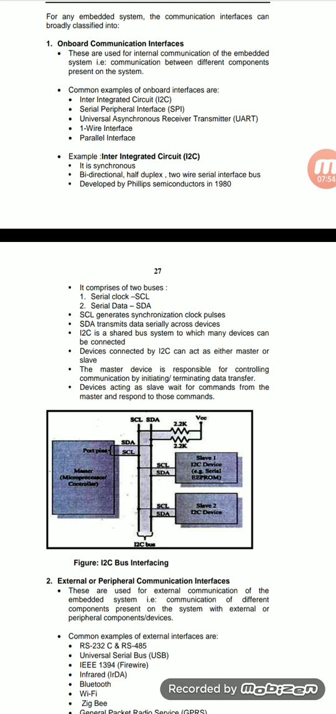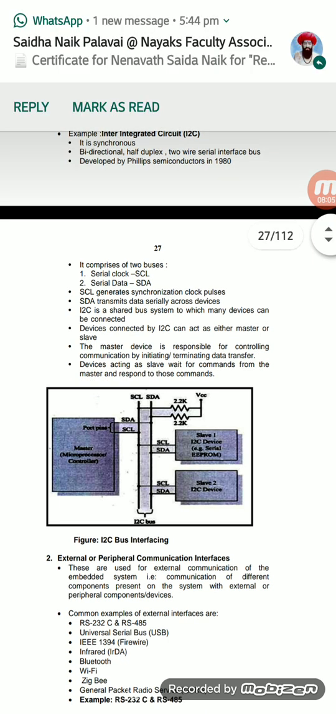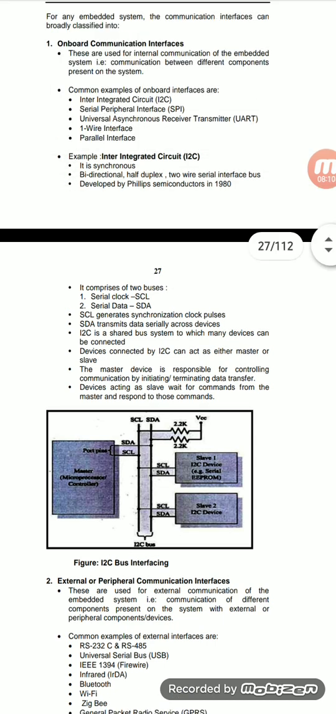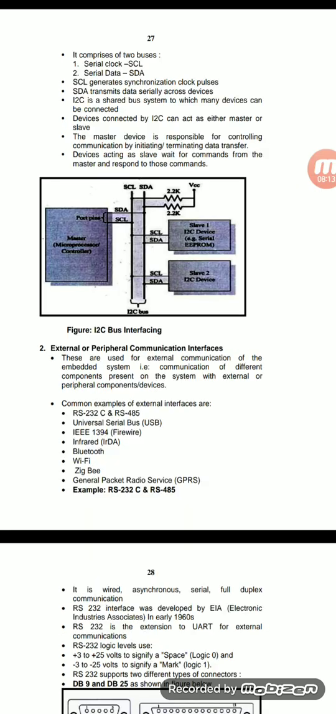I2C uses two buses, SCL and SDA: serial clock and serial data. SCL generates the synchronous clock pulses, and SDA transmits the data across the devices. Serial clock and serial data make up the I2C protocol. In the block diagrams, we have to interface resistors or capacitors for bus connections.